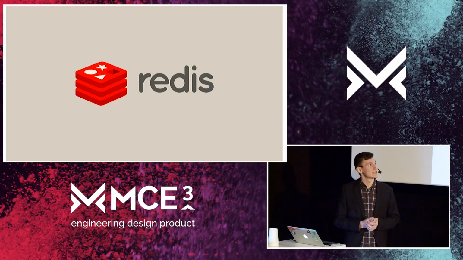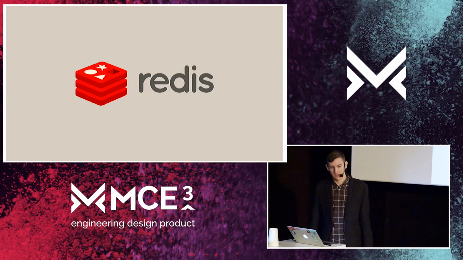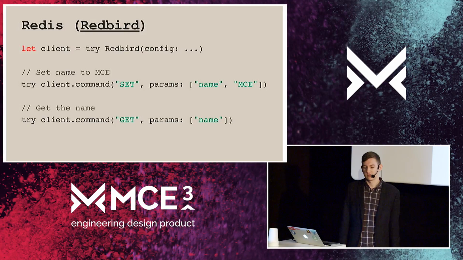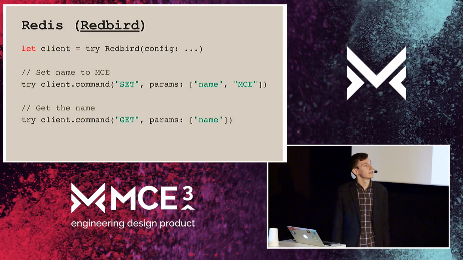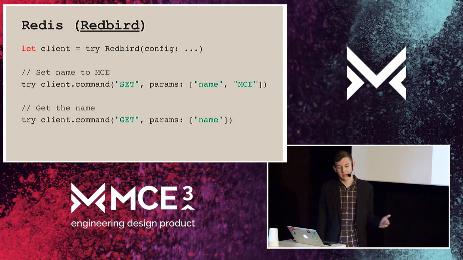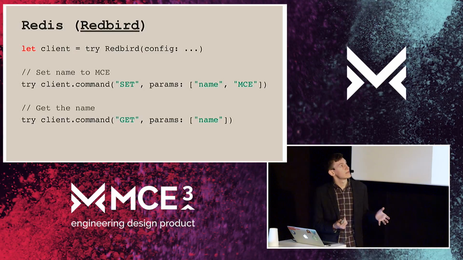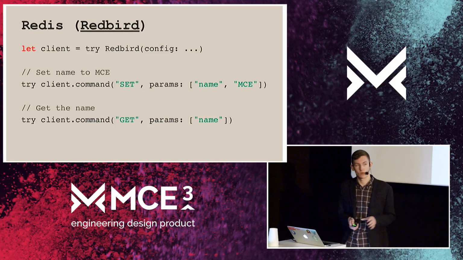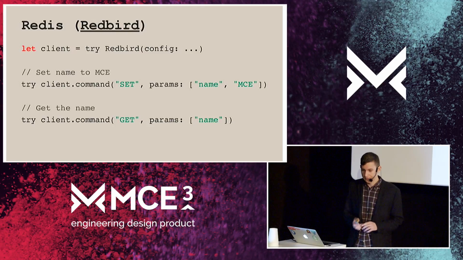One popular option is Redis. Lots of web applications use this. It's a data structure store, and it can be used as a database. There is a native Swift library called Redbird, which you can use. And here's a quick example. Here we've created a client. And what we've done is we've said we want to set the name parameter, like a key value, to MCE. And then later we can go and get the name from the data store, just by a query. It's quite raw and low level, this.